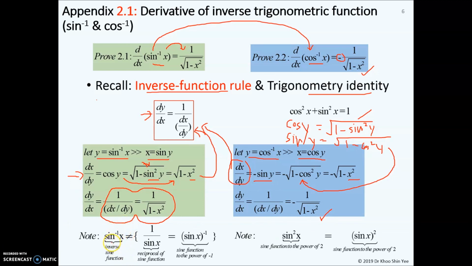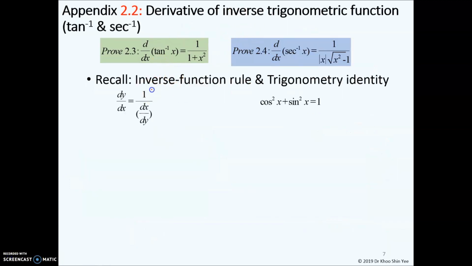So please beware that the inverse sine function is not equal to the reciprocal function here. And this reciprocal function can be written in this format, which is sine function to the power of -1. And for sine to the power of 2 here, it is equal to the sine function to the power of 2 here. And if you have power of 3, power of 4 and so on, this will change as well. So for any inverse function, you can use this inverse function rule to solve it.